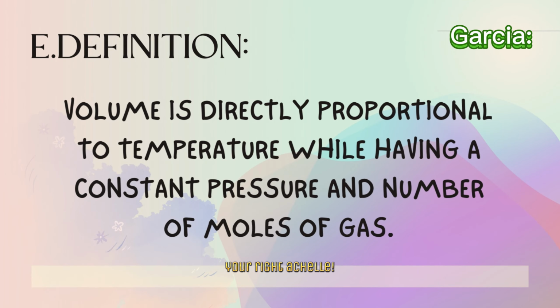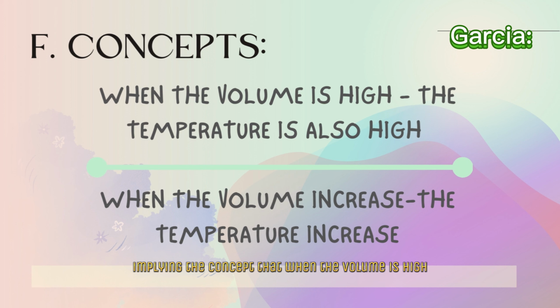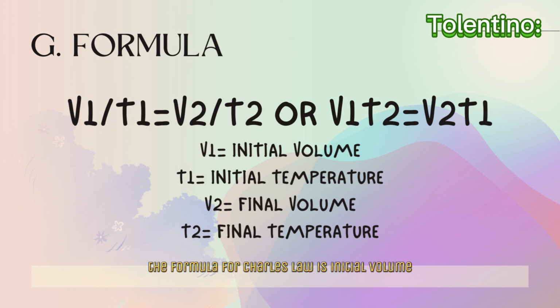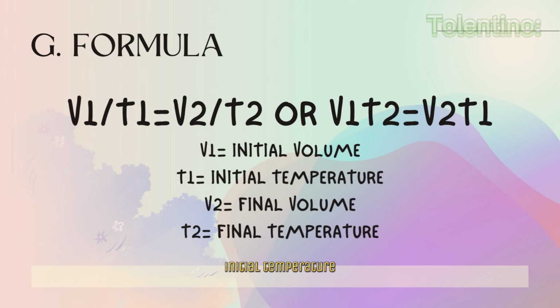Thus, volume is directly proportional to temperature while having constant pressure and number of moles of gases, implying the concept that when the volume is high, the temperature is also high, or when the volume increases, the temperature also increases. The formula for Charles's Law is initial volume over initial temperature is equal to final volume over final temperature, or initial volume times final temperature is equal to final volume times initial temperature.